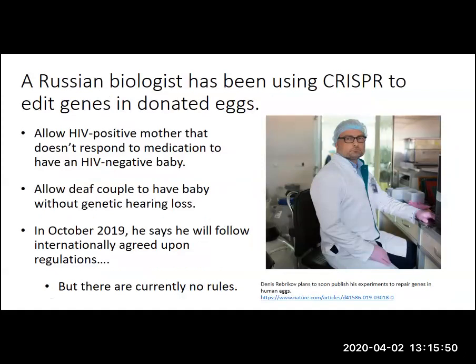Some of the things that he's been working on are allowing HIV positive mothers that didn't respond to medication to have an HIV negative baby. So basically, do a correction similar to what Jiankui did. He's also looking at correcting the genetic disorder associated with genetic hearing loss that would potentially allow a deaf couple to have a baby without hearing loss.